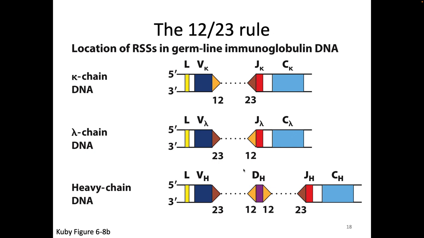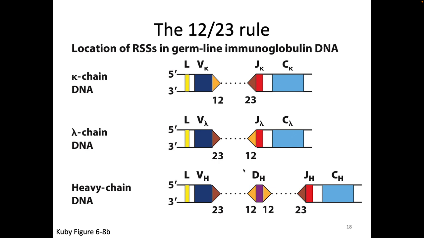The Ds have the 12 kind on either side, and the Js have the 23 kind. I usually depict them as either solid or filled, or open, as you can see here, to show that there are two different kinds, because it's really important with RSSs that we know that there are two different kinds. You can only put together a 12 and a 23.